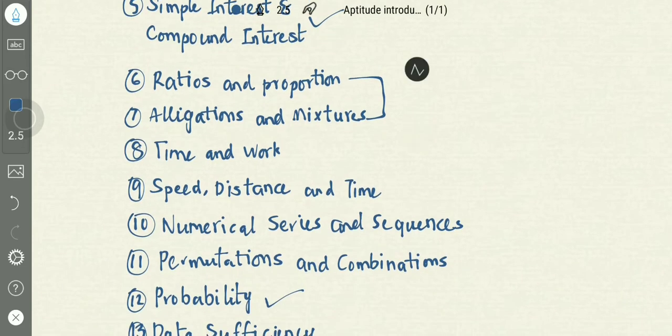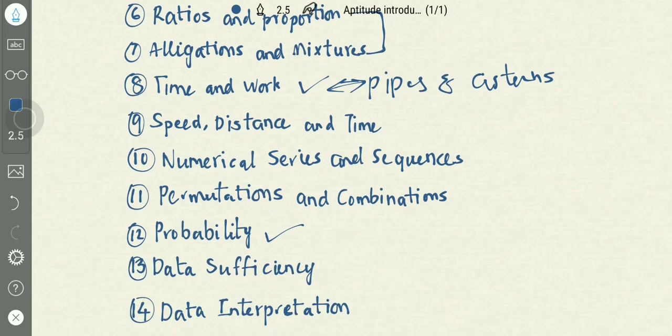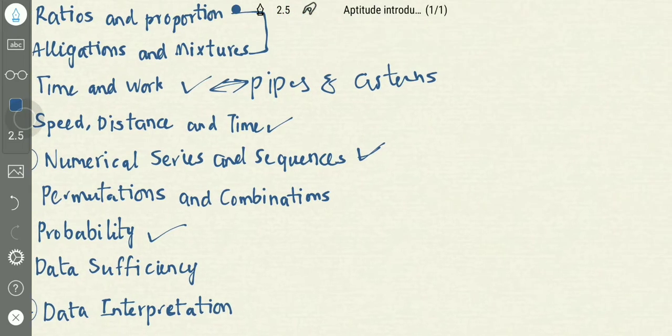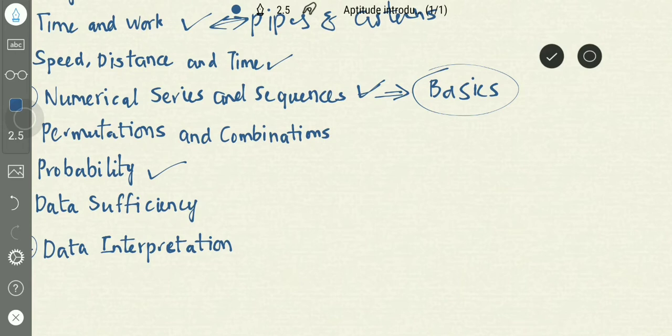And time and work, this is very important. And pipes and cisterns may also be asked in this. Pipes and cisterns, these two are related to each other. And speed, distance and time, these are very easy problems we can solve. Numerical series and sequences, this is a very vast subject that only basics are taught here. Only basics are taught, and you should solve many problems so that you get an idea how to solve various types of problems.